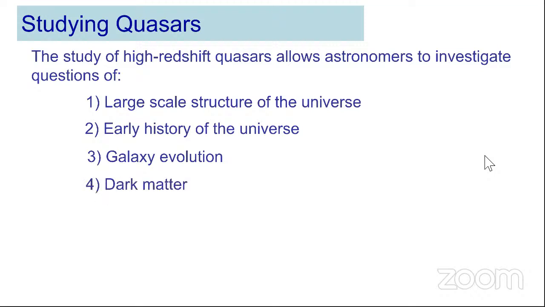The early history of the universe. If we see something at 10 billion light years that has a supermassive black hole, it means that you see it as it was 10 billion years ago. So you are seeing it as it was when our universe was young, maybe 2 or 3 billion years old. Also galaxy evolution.